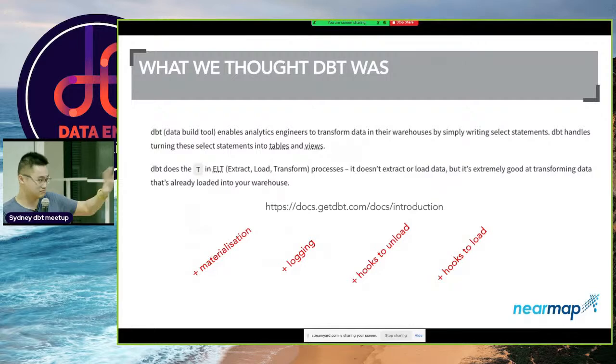And yeah, coming back to what I was talking about, I didn't write this. This is actually from the introduction page on the dbt website. dbt enables analytics engineers, yada yada yada, to transform data in their warehouses. That's what most people think it does, right? It does the T in ELT, so it does transform. It doesn't extract or load data, but it's good at transforming data.